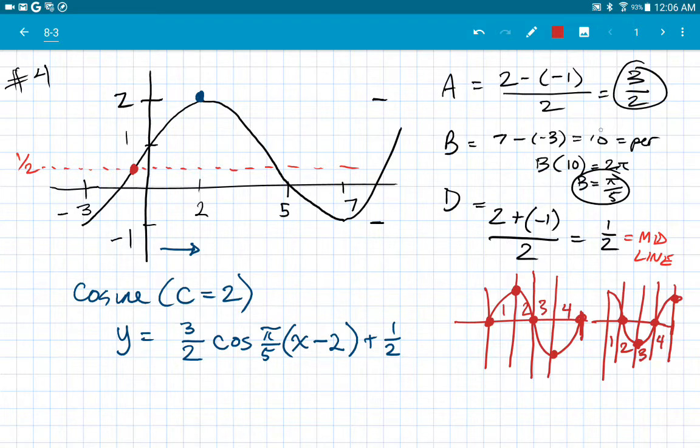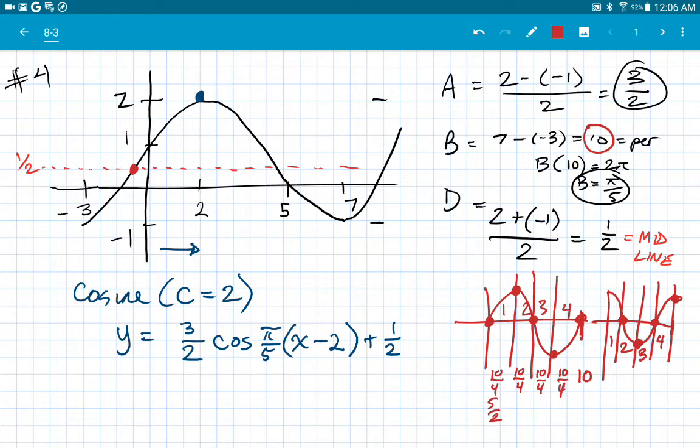The period was a length of 10. So because our period was a length of 10, basically we're taking our 10 and dividing it into 4 parts. Each will be a length of 10 over 4. If we think about it, 10 over 4 just reduces to 5 over 2. So really, each distance is a length of 5 over 2.